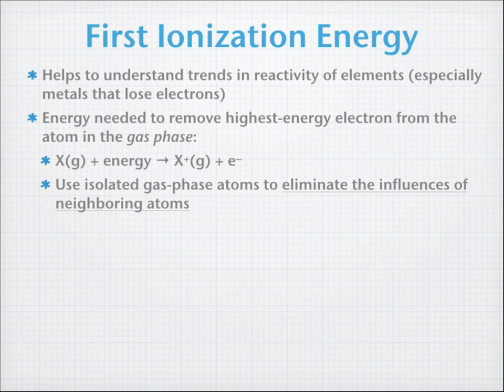So we're going to take the atom X, add some energy. This is always going to be an endothermic process because we're removing an electron, and we're going to get the X+ ion and the electron. And we're going to use isolated gas phase atoms for this process because we want to eliminate the influences of any neighboring atoms.